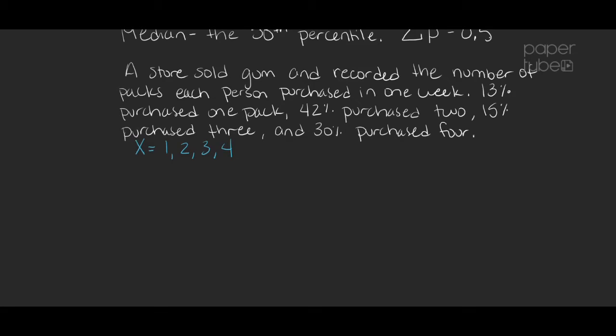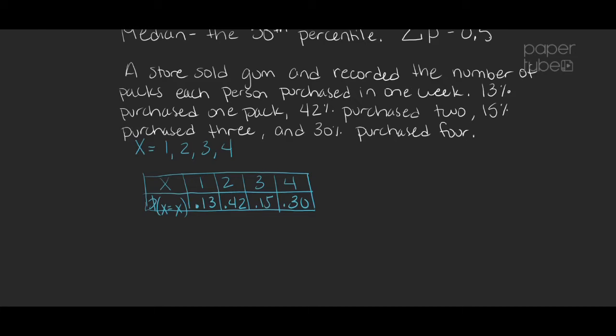Then let's make a probability distribution table. This is the most frequent way that we will see these distributions written out. So we want one row for the values that x can take on, and then we want one row for the probability that x took on that value. Our different values for x were 1 through 4, and the probabilities we'll take from the word problem, but write each percentage as a decimal, since we're writing the probabilities. So 1 pack is 13%, 2 packs 42, 3 was 15, and 30 for 4.